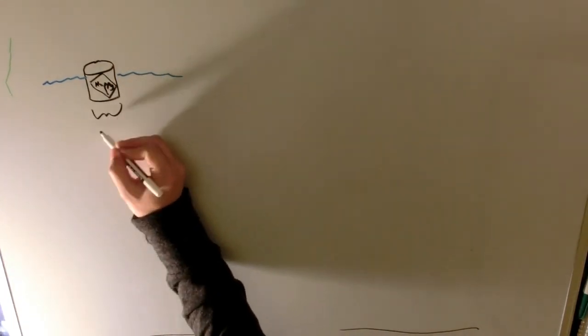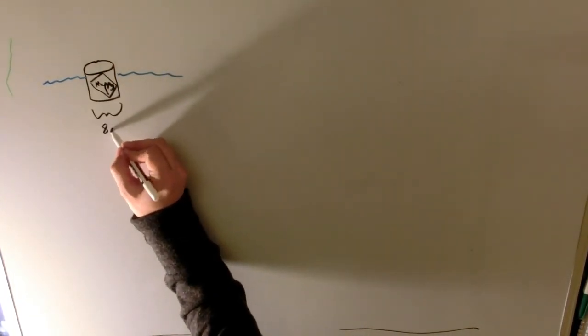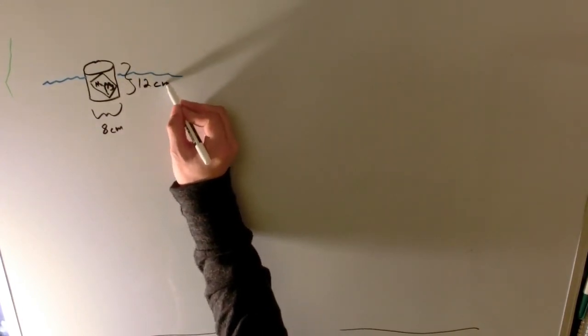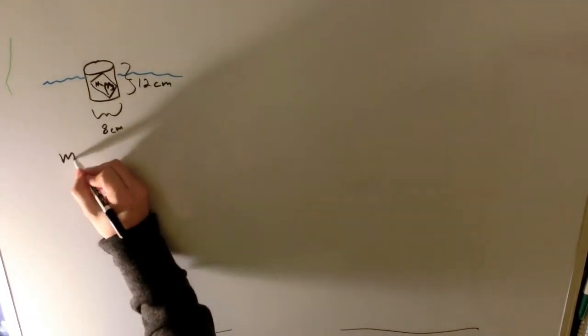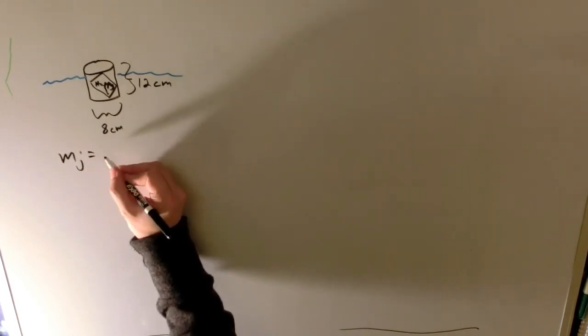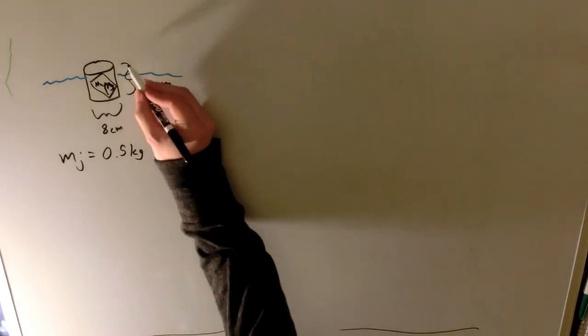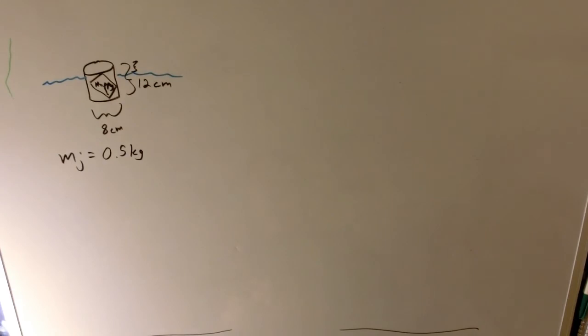Now, I know that the dimensions that I have on this bottle are going to be 8 centimeter diameter, and it's got a height of 12 centimeters. Okay, I put this out in the water, and the mass of this jar and message comes up to 500 grams, which is 0.5 kilograms. I want to know how easy it'll be to see this particular jar, and so I'd like to know how high above the water level the top of the jar is going to be.